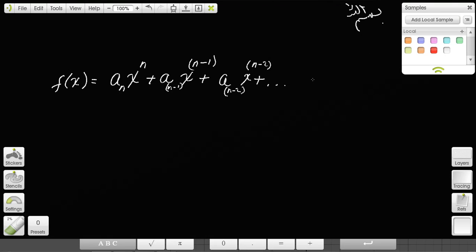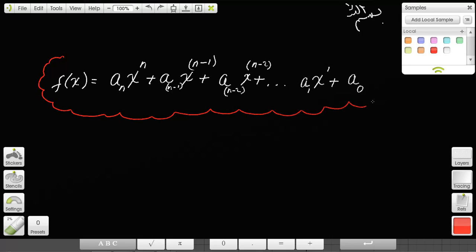And this is going to go on all the way to the end, right? Until, let's say, x to the what? x to the first, right? This is going to be a sub 1. And then the last term is going to be x to the 0, which is going to be gone. That's going to be the constant term. That's going to be a sub 0. It's x to the 0, and then x to the 0 is 1, right? So, like this. Okay? So this is how you write a generic polynomial function.